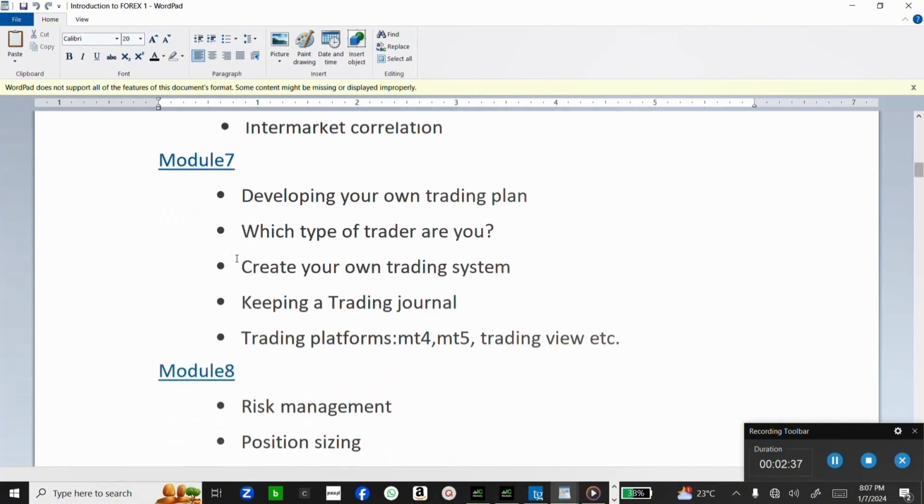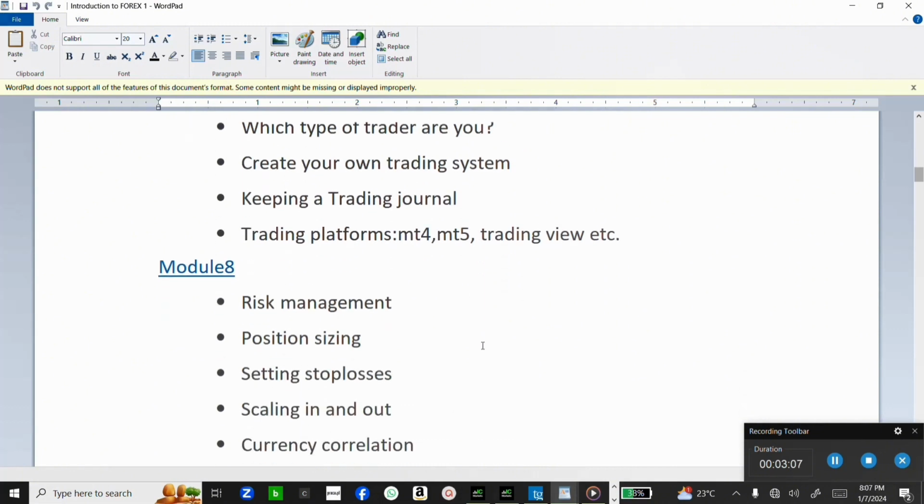In module 7, we'll look at how you can develop your own trading plan and trade your own plan. We'll look at all of that. What type of trader are you going to become at the end of this mentorship program? We are going to look at all of that. How you can create your own trading system. We'll look at all of that. Keeping a trading journal, how you can write the things that you do in the market, how you can write the trades that you have taken in the market. We are going to look at all of that. We are going to look at trading platforms, how you can download trading platforms and install on your devices, the MetaTrader 4, MetaTrader 5, TradingView, and the rest.